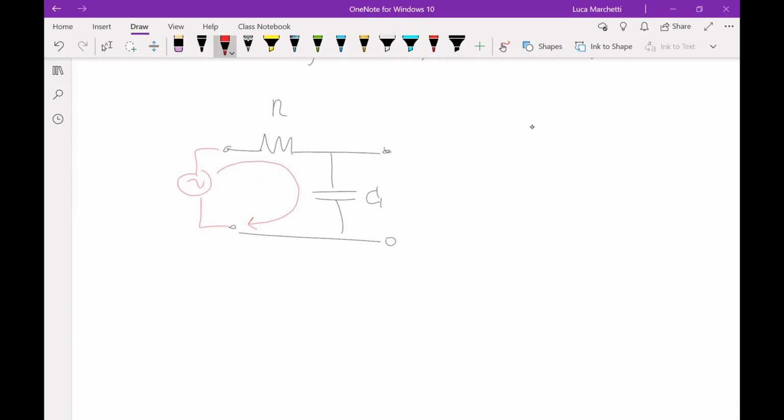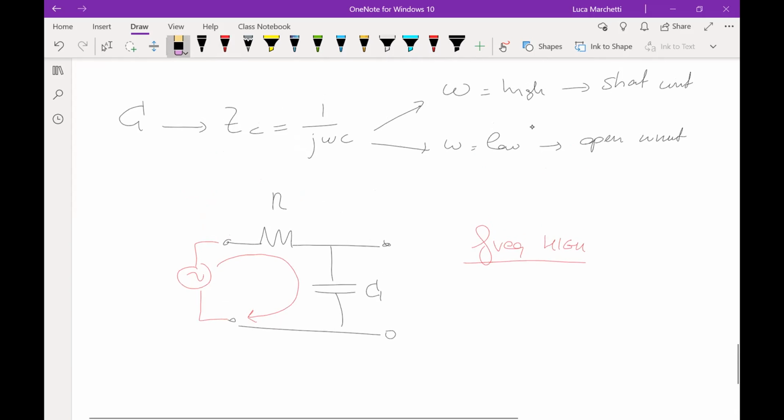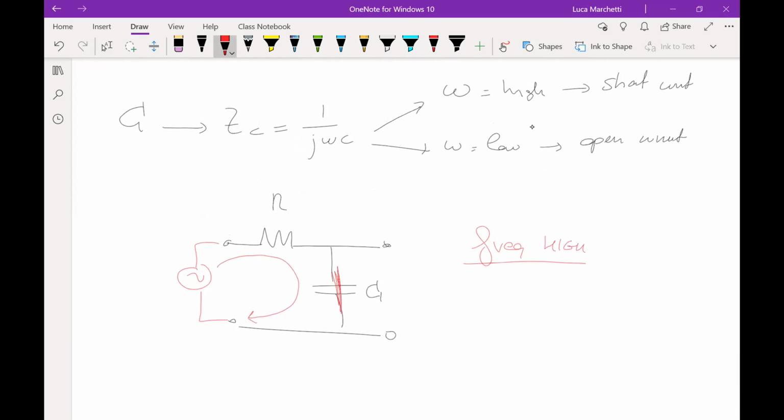Okay, so what happens when the frequency is very high? As I said before, when the frequency is very high, you can substitute the capacitance with a short circuit, right? So this capacitance behaves like a short circuit. In this case, the current flowing here is maximum, flowing all through this short circuit, because the impedance of Zc is now practically zero. So the only thing that limits the current here is the resistance R. Only R limits the current through the circuit.